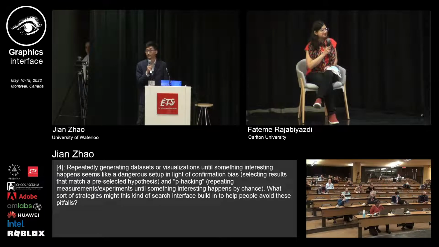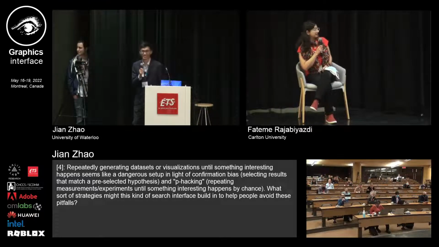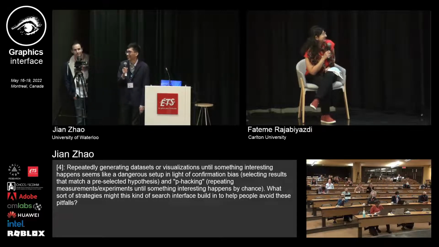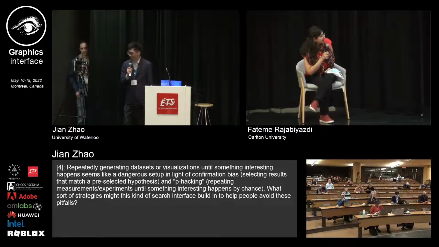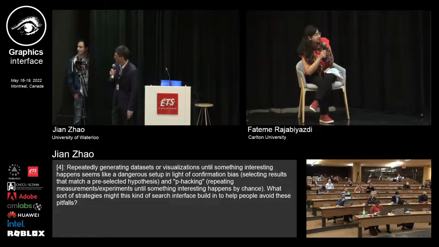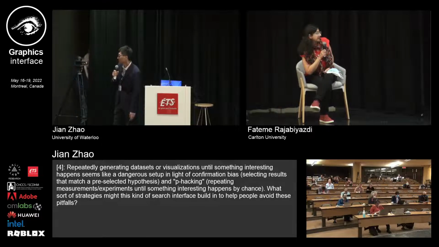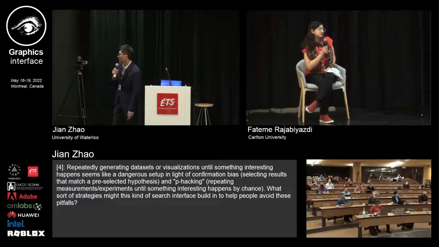Yeah, go ahead. Oh, there is a question. Oh, okay. Sorry, I have too many questions for you. So, repeatedly generating datasets or visualizations until something interesting happens seems like a dangerous setup in light of confirmation bias, selecting results that match a pre-selected hypothesis, and p-hacking, repeating measurement experiments until something interesting happens by chance. What sort of strategies might this kind of search interface build in to help people avoid these pitfalls?